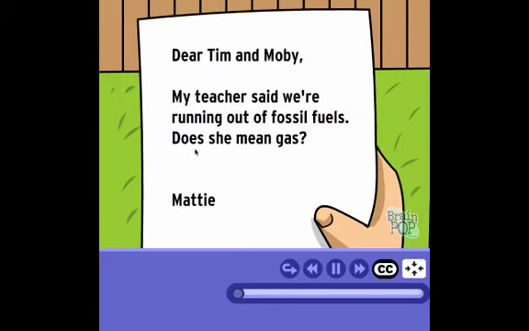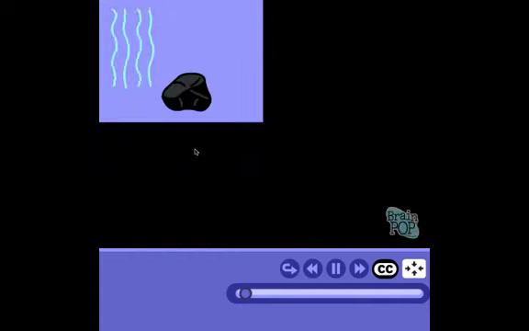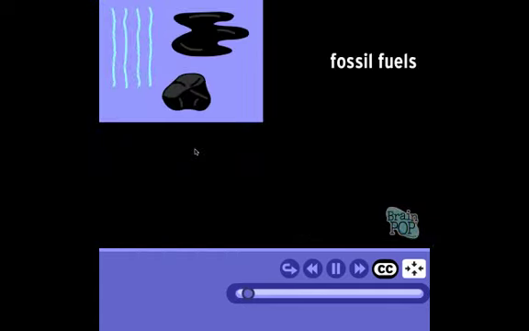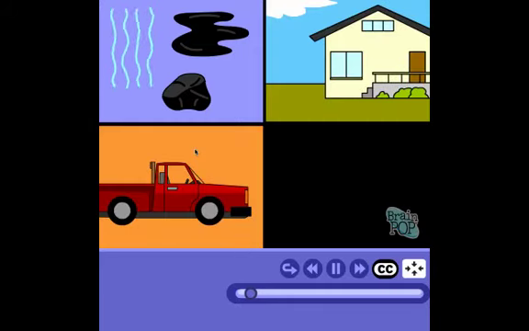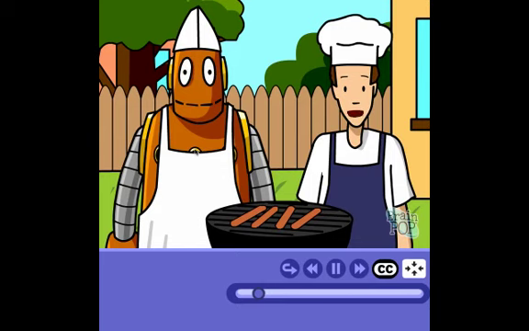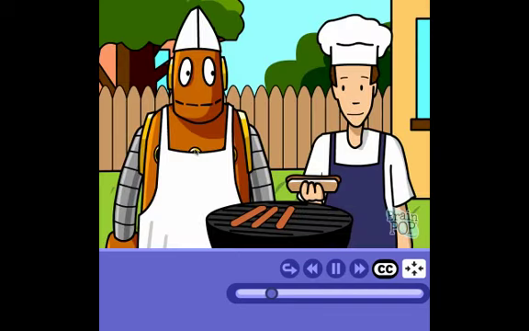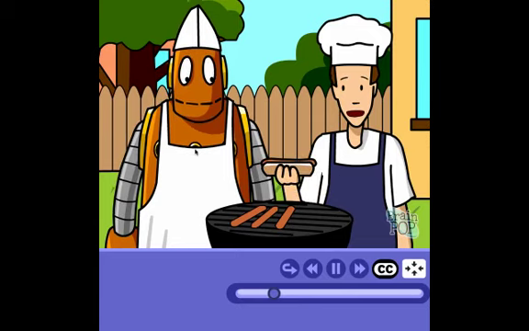Dear Tim and Moby, my teacher said we're running out of fossil fuels. Does she mean gas? From Maddie. Hey Maddie. Natural gas, along with coal and oil, are all known as fossil fuels. We use fossil fuels to heat our homes, run our cars, and power industrial plants. And more importantly, we're using them now to cook these hot dogs. Oil and natural gas are similar because they're both types of petroleum. Oil is the liquid form, natural gas is the gaseous form. Petroleum is the transformed remains of tiny marine plants and animals from millions of years ago. That's right, Moby, dead plants and animals. Yeah, well, enjoy your hot dog.